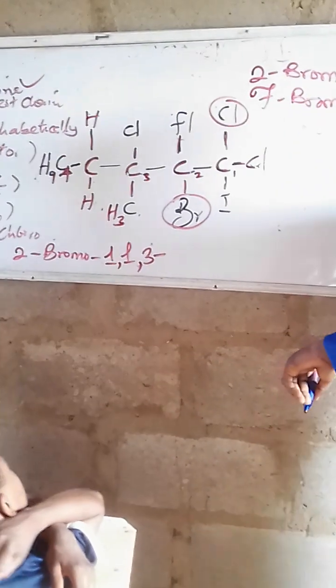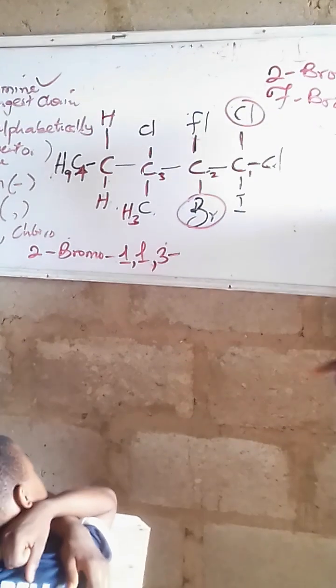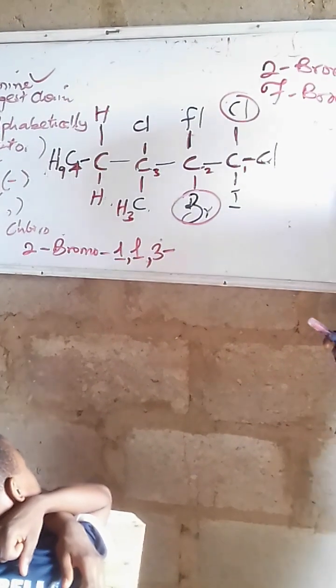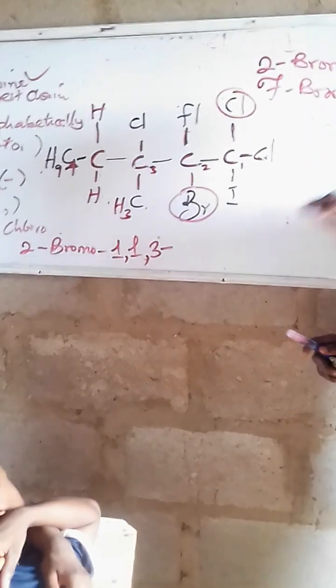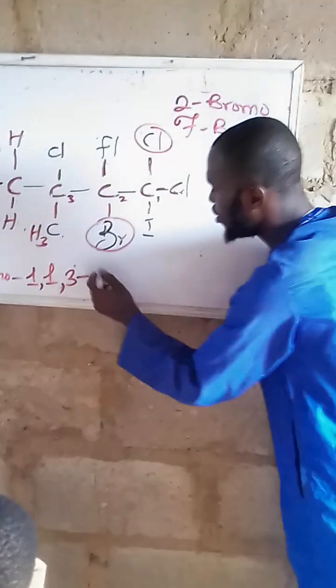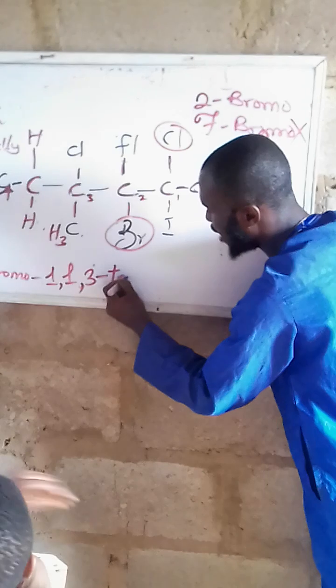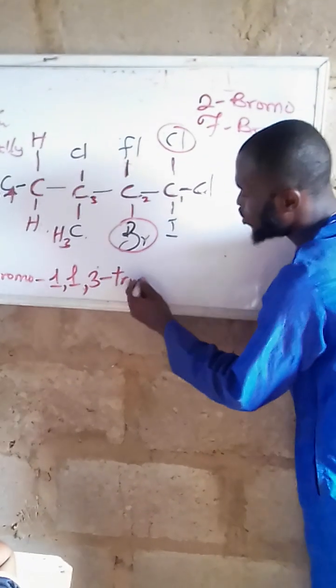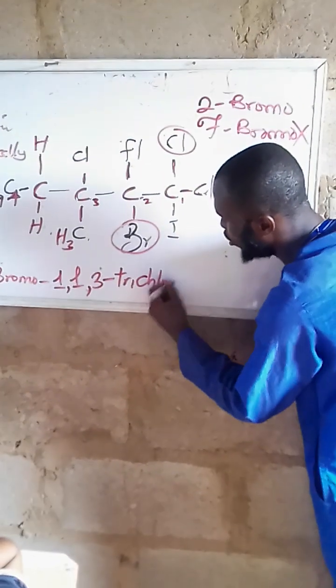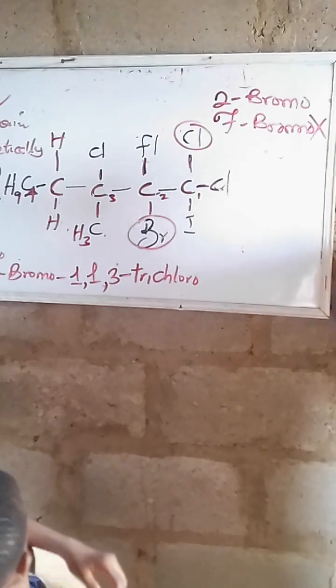Because you still want to write the letter. How many chlorines are there? They are 3. When they are 2, they become di. When they are 3, they become tri. It will now be tri, since they are 3. What is the name? Trichloro, not chlorine. Trichloro. Are we together? Chlorine has left.